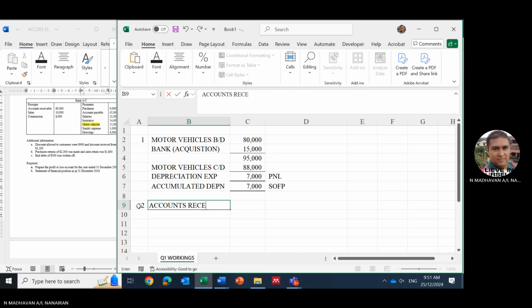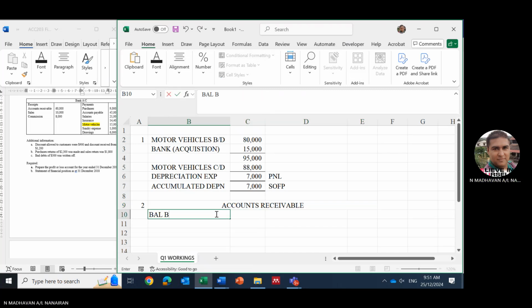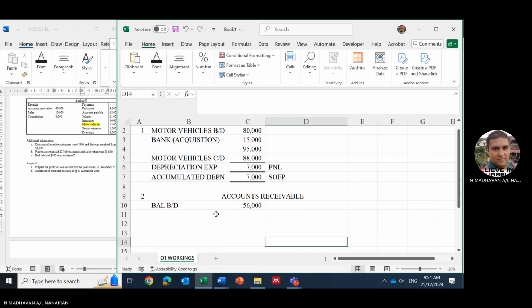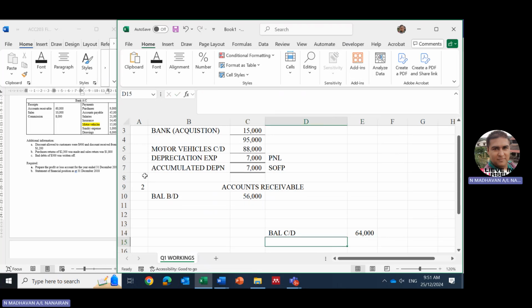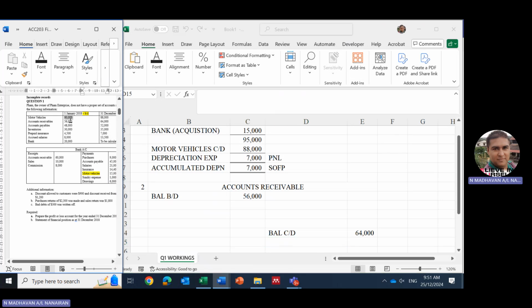Accounts receivable. Always remember, same thing, please bring highlighter to your exam. You can use highlighter on the question paper. Now, what's your accounts receivable brought down? 56,000. What's your accounts receivable carried down? 64,000, correct? Good. So this is done. This two is done.